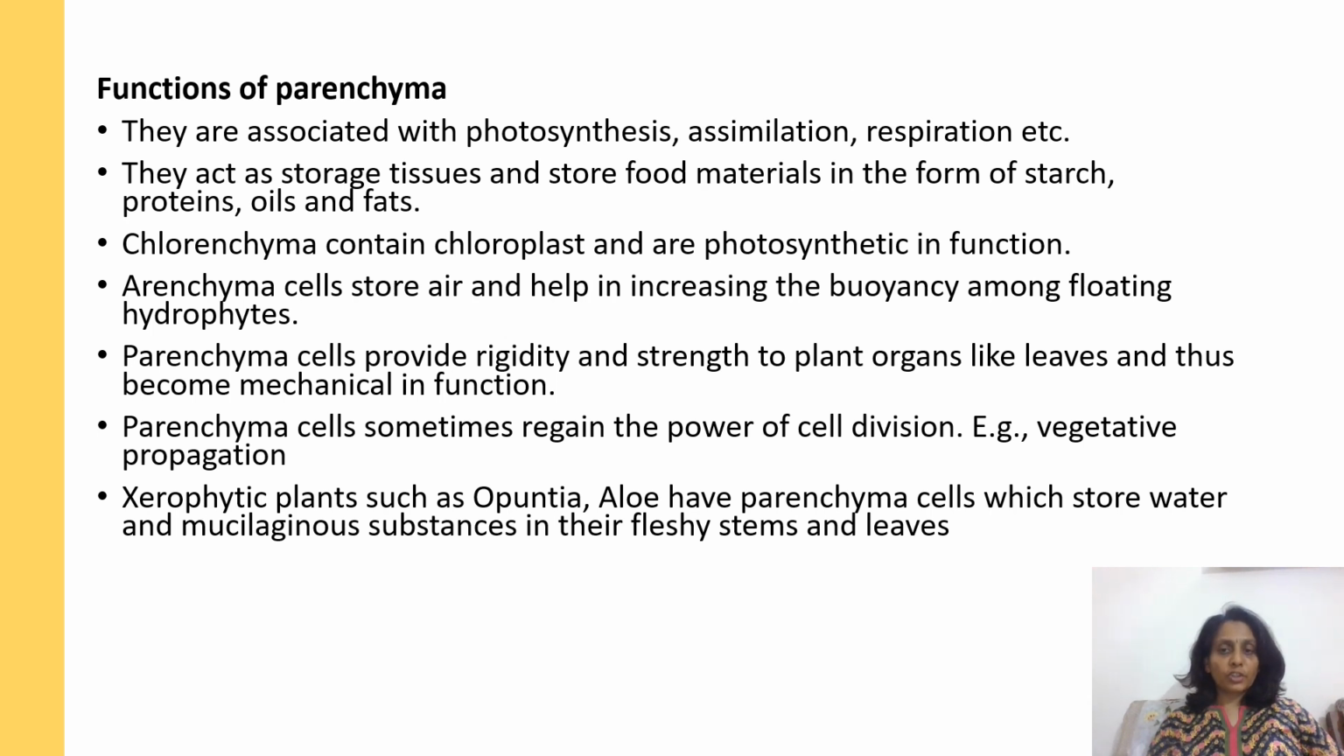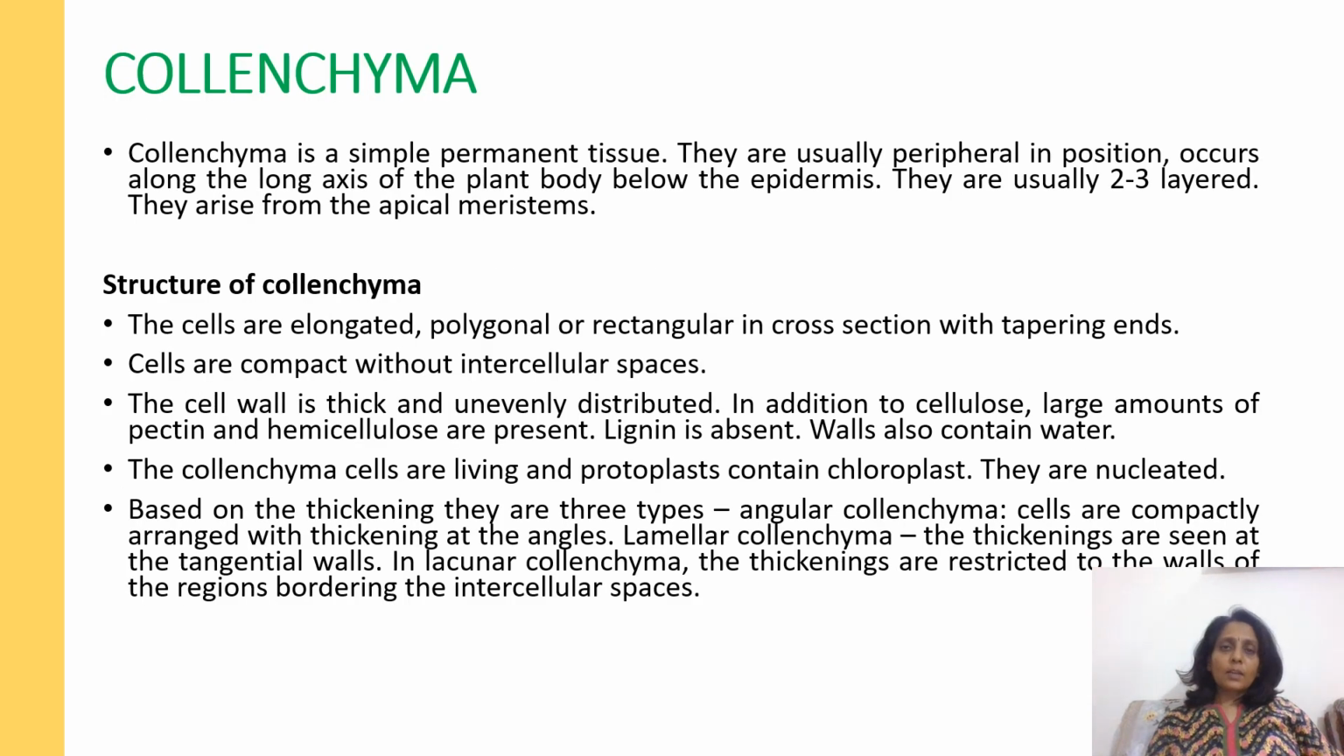Plants like Opuntia have a lot of parenchyma cells which store water, and thus they are suited to grow in the arid regions. In collenchyma, the cell wall is thick, unevenly distributed. In addition to cellulose, they contain a large amount of pectin and hemicellulose. Lignin is absent. Walls also contain some amount of water.